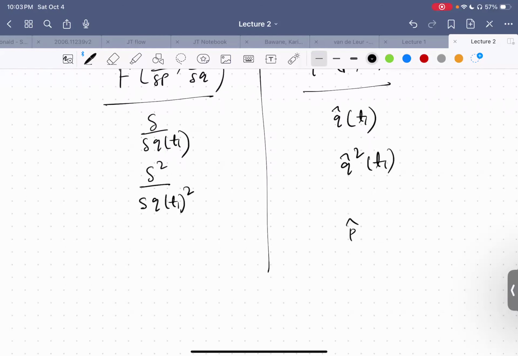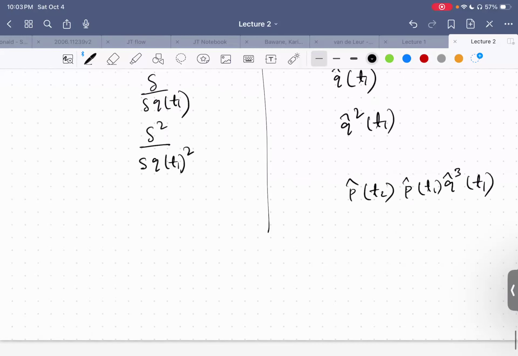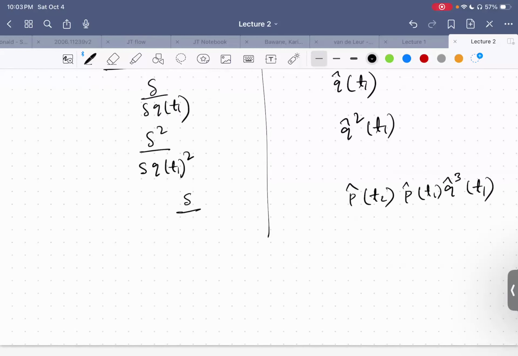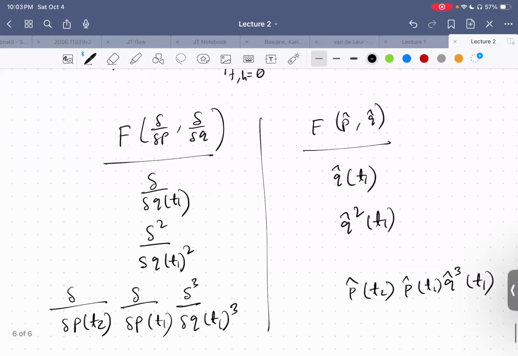The operator may be, let's say, p hat at t2, then p hat at t1, and then q hat cube at t1. Then it's the same thing, but with derivatives. So del cube, del q at t1 cube. Okay, so this is the correspondence.